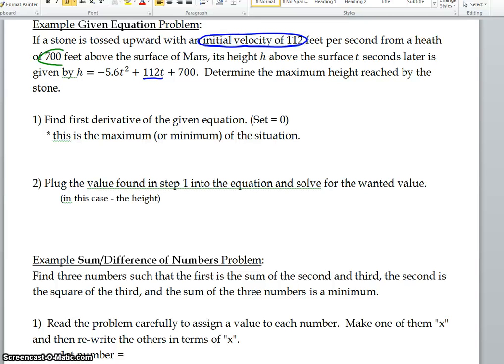The 700 feet, that's your initial height. So I'm starting 700 feet above the surface. That's always going to be your constant. This last piece here, this negative 5.6, that's acceleration due to gravity.